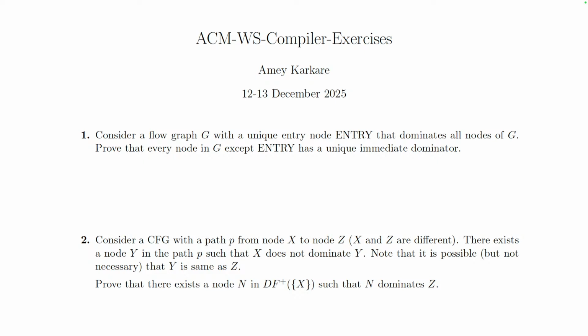Okay. So there is an iterated dominance frontier of X. There exists a node there which dominates Z. So which also means that it has to exist on this path. Okay, though I am showing it slightly separated.